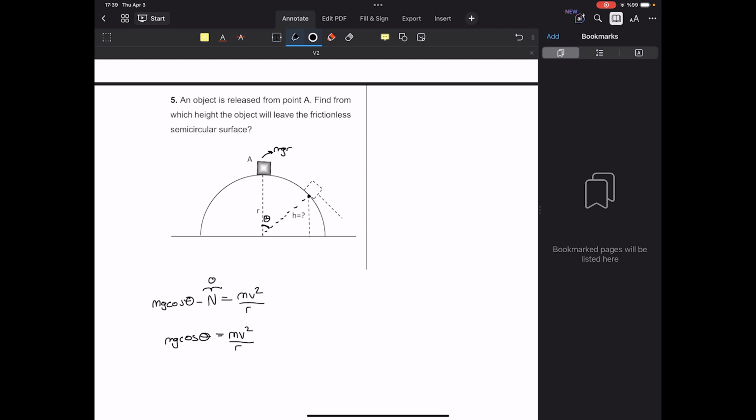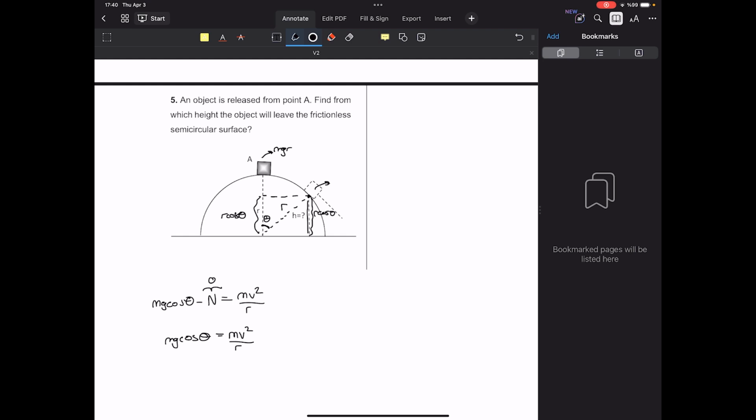Here, it has a potential energy of mg times this height. If this length is r, this length is r times cosine theta. So this length is r cosine theta.